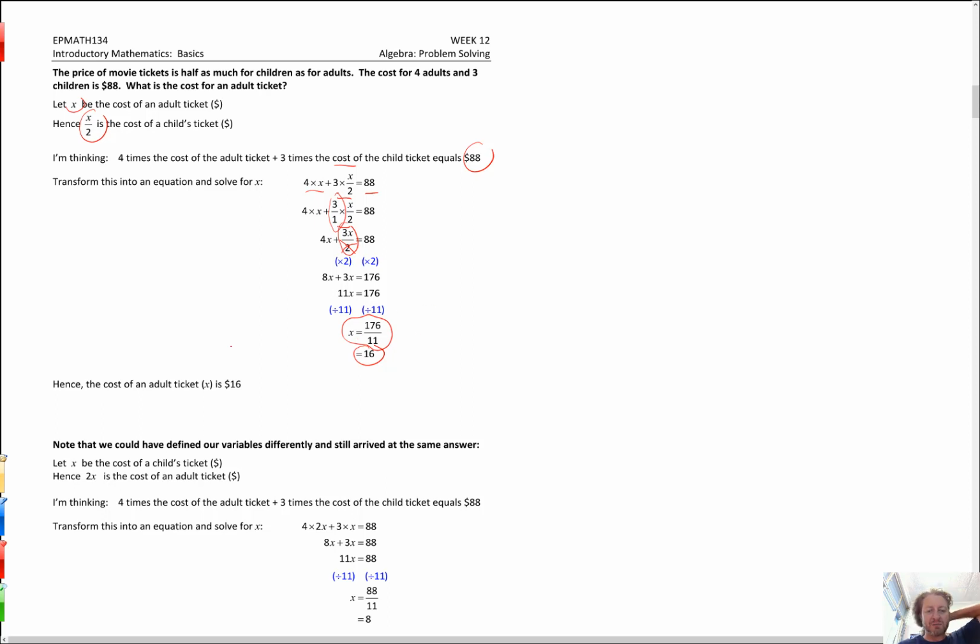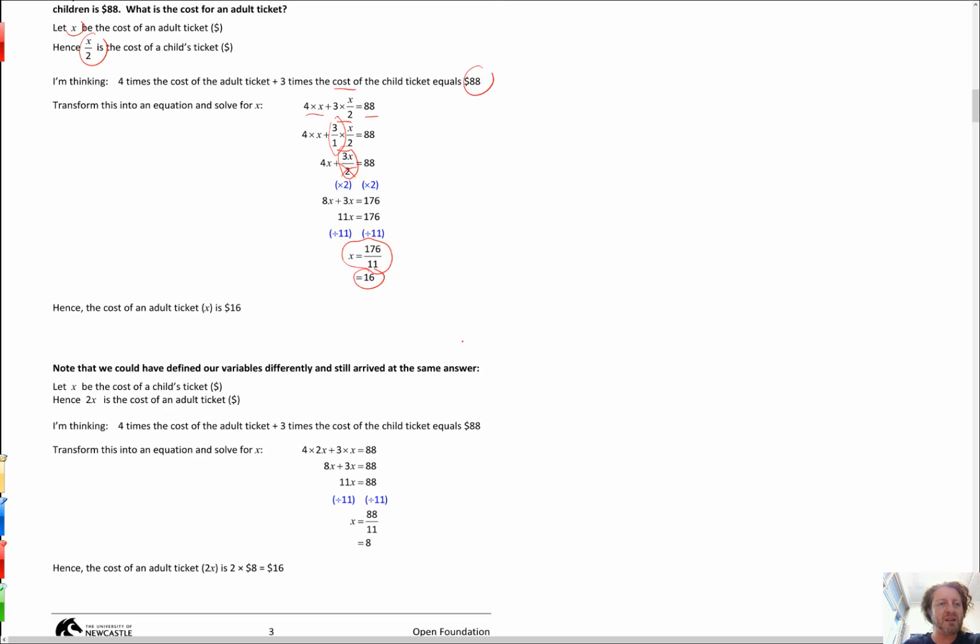Now why would I do it any differently? I do sometimes vary from my original tactic, because notice I had an x and an x on 2, and dealing with fractions isn't always what we want. Often it's easier to not deal with fractions. So I could have said, let the child's ticket be x, and the adult ticket can be 2x. Instead of naming the big one x and then halving it, I could name the small one x and then double it to find the price of the adult ticket. And that works fine. In actual fact, it looks like it was easier.